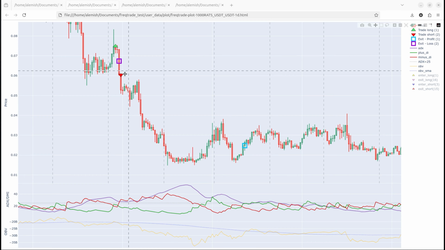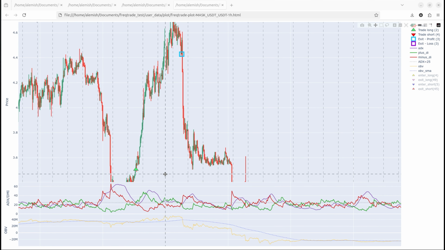And next we've detected a downtrend. You can see here ADX is above threshold, and green DMI line crossed red DMI line from above. So it indicates a downtrend. We've also seen that OBV crosses moving average line, and you can see a clear downtrend here, and we've exited with profit.